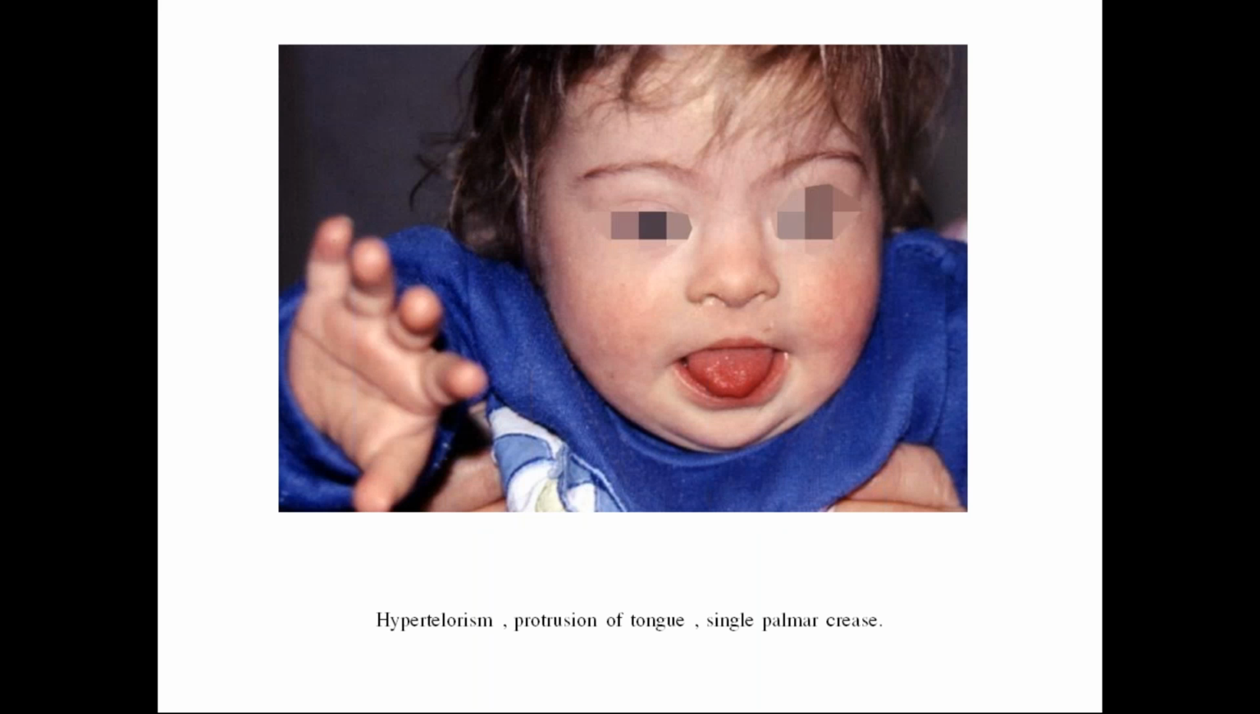So hypertelorism, protrusion of the tongue, and single palmar crease. In this picture, you can see the single palmar crease present, and protrusion of the tongue, and hypothyroidism. You can see the increase of space between the imaginary line drawn between the pupils. Diastasis recti, presence of dry skin, premature aging, and wide range of IQs. The intellectual quotient has a wide range, and presence of congenital heart diseases is common in Down syndrome.